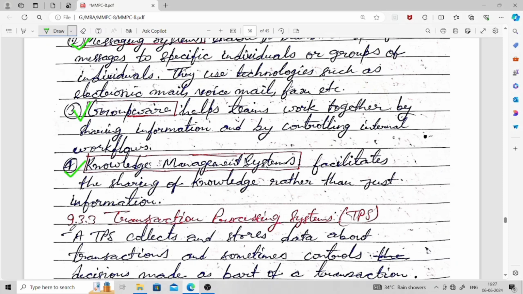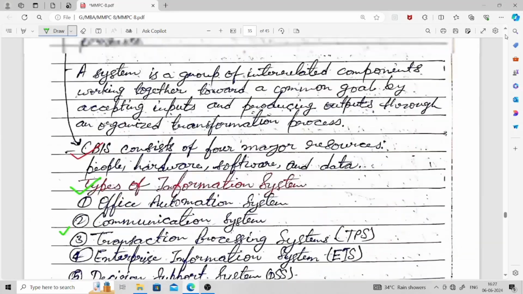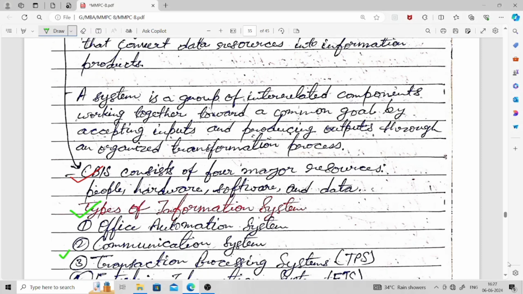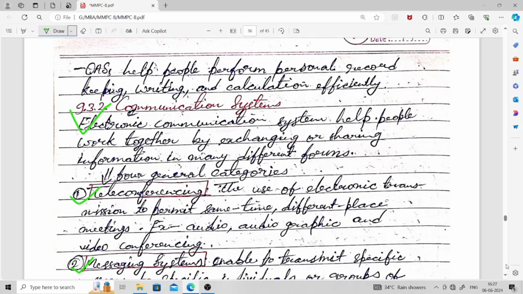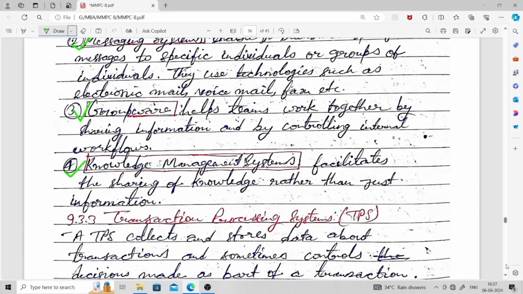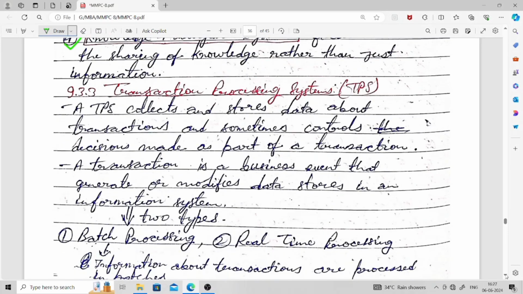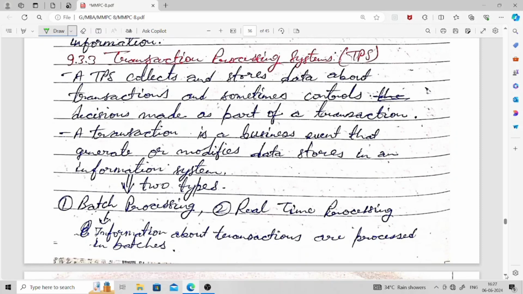Then the types of information system are given here. The first kind of information system was office automation system. The second is the communication system, and under this communication system we got teleconferencing, messaging system, groupware, knowledge management systems. Then the third kind of information system given here is transaction processing system, TPS. A TPS collects and stores data about transactions and sometimes controls decisions made as part of a transaction.